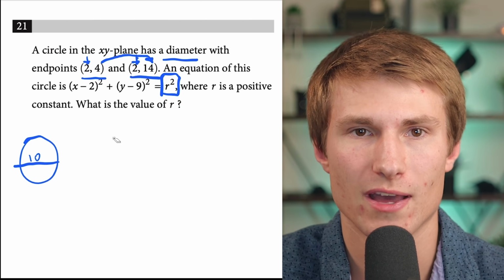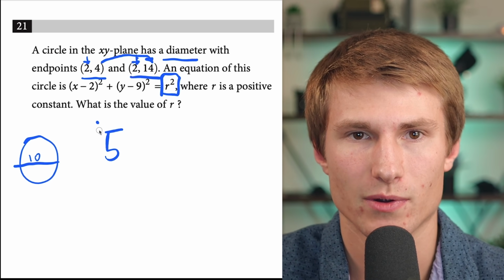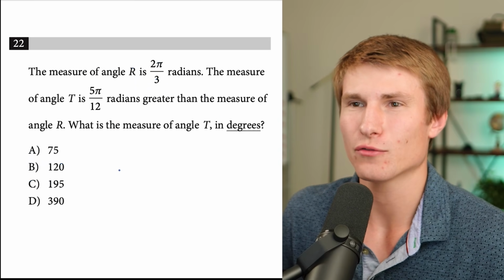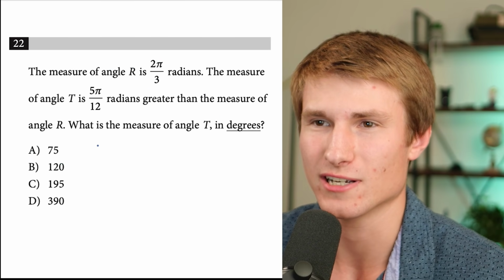The value of r then must be 5. Okay, so our answer is 5. Here's how to solve questions that ask you to convert from radians to degrees on the SAT.